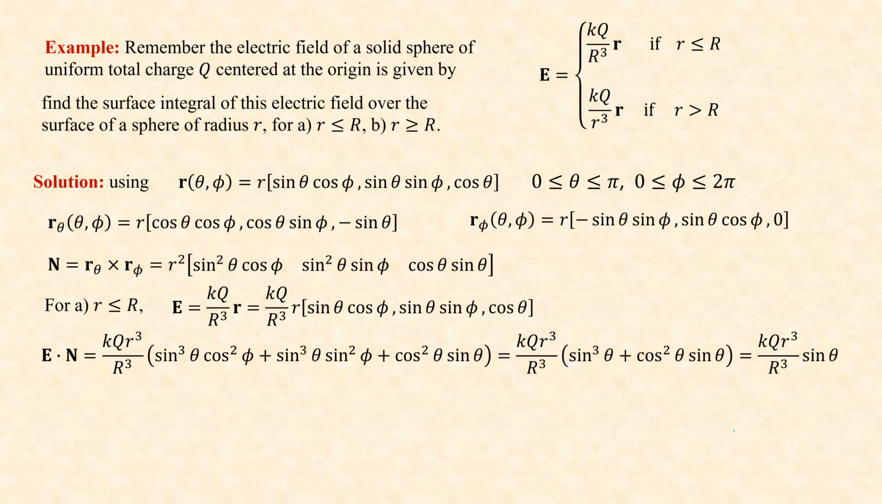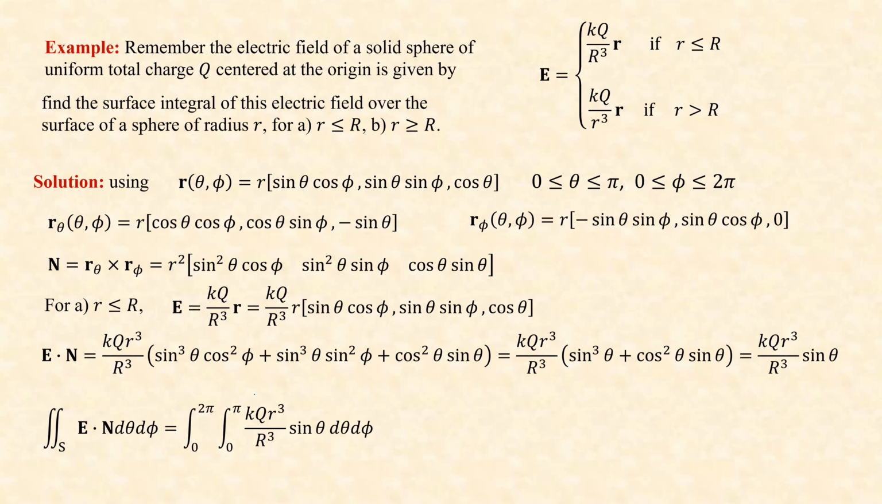Now we want to multiply this by d theta, d phi, and integrate over the sphere. It means that over the range of theta and phi. So this surface integral becomes the double integral over the surface, E dot n d theta d phi. All right, E dot n is that. So k q r cubed over r cubed sine theta d theta d phi. Theta goes from 0 to pi, phi goes from 0 to 2 pi, right?